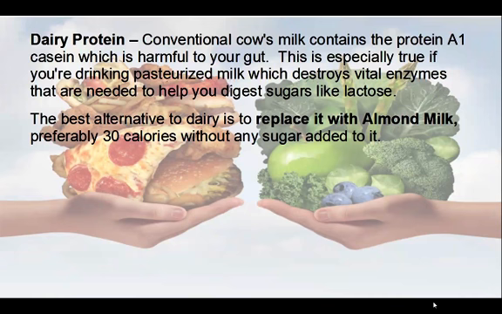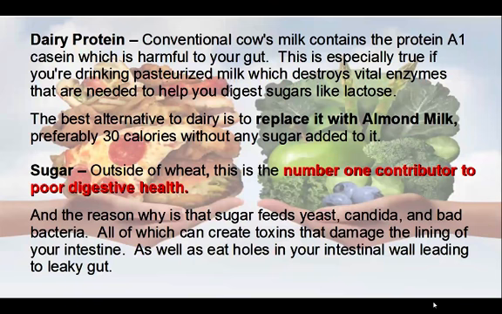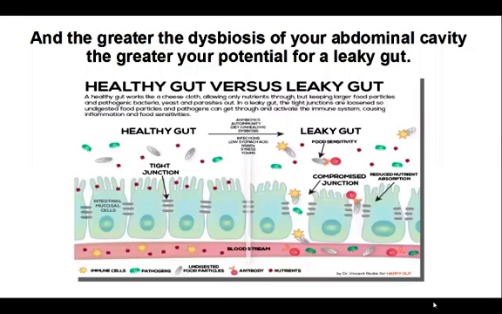Sugar, outside of wheat, is the #1 contributor to poor digestive health. And the reason why is that sugar feeds yeast, candida, and bad bacteria, all of which can create toxins that damage the lining of your intestine, as well as eat holes in your intestinal wall, leading to leaky gut. And the greater the dysbiosis of your abdominal cavity, the greater your potential for a leaky gut.